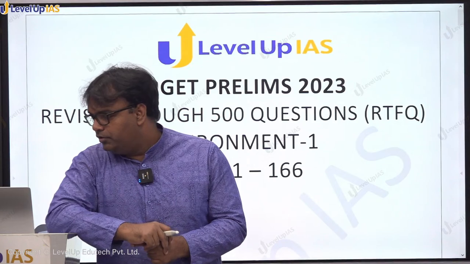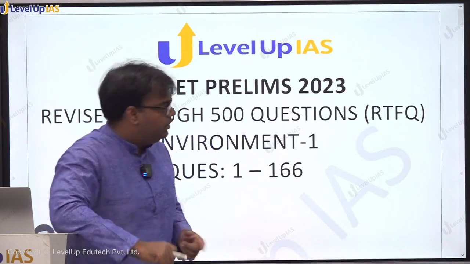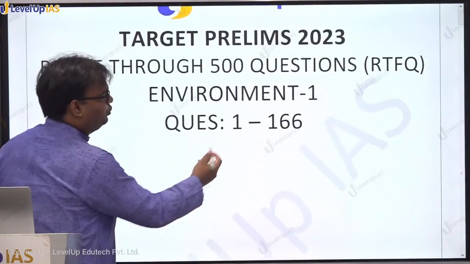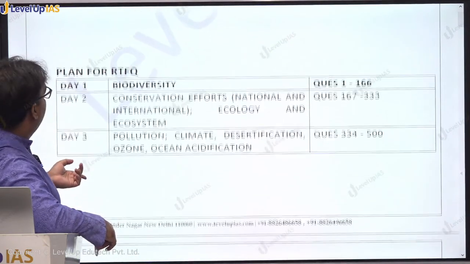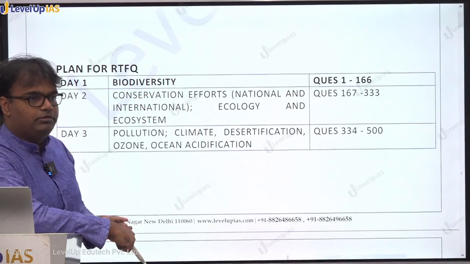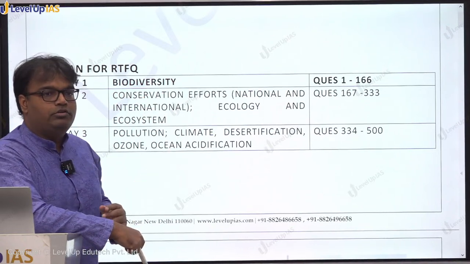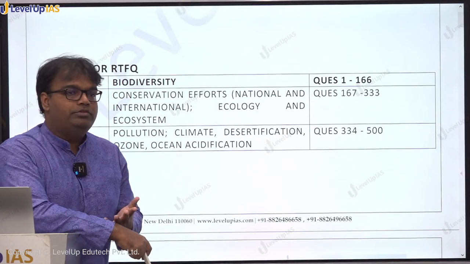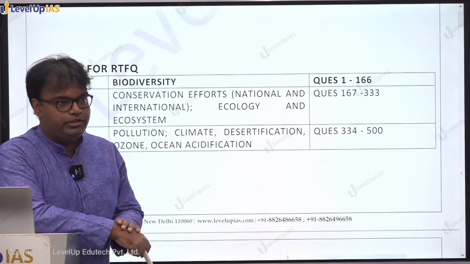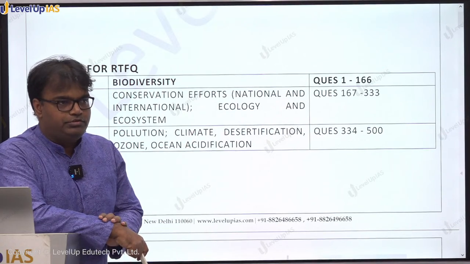Okay, the plan is, today you have 166 questions. So the plan is that on day one, we'll primarily deal with biodiversity, where we'll talk about the basics of biodiversity, we'll talk about animal biodiversity. Animal biodiversity mein hi total 166 questions ho gaye the. So we'll deal with that section today.